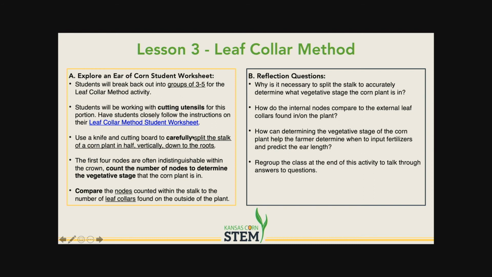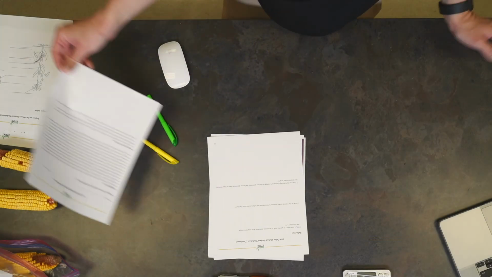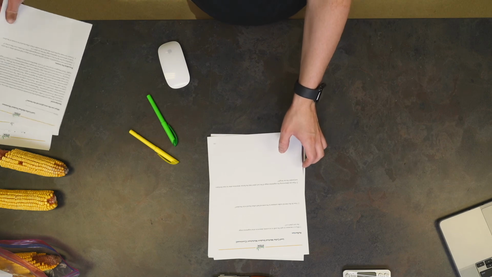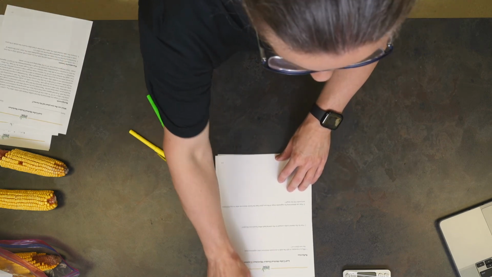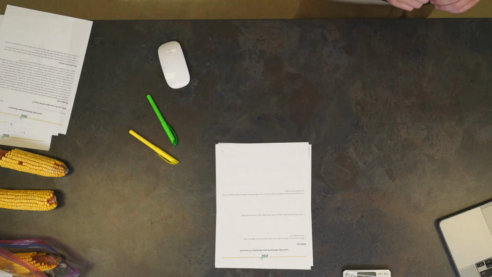Now there is this worksheet right here. This is the front, which gives you the procedures. After that, here's our reflection question. So it's telling you what to do, and then we have the questions that you're actually looking for. What I'm going to do now is get a pre-cut corn plant, go over the procedure for what we're doing with that, and look at some of the characteristics for the leaf collar method.